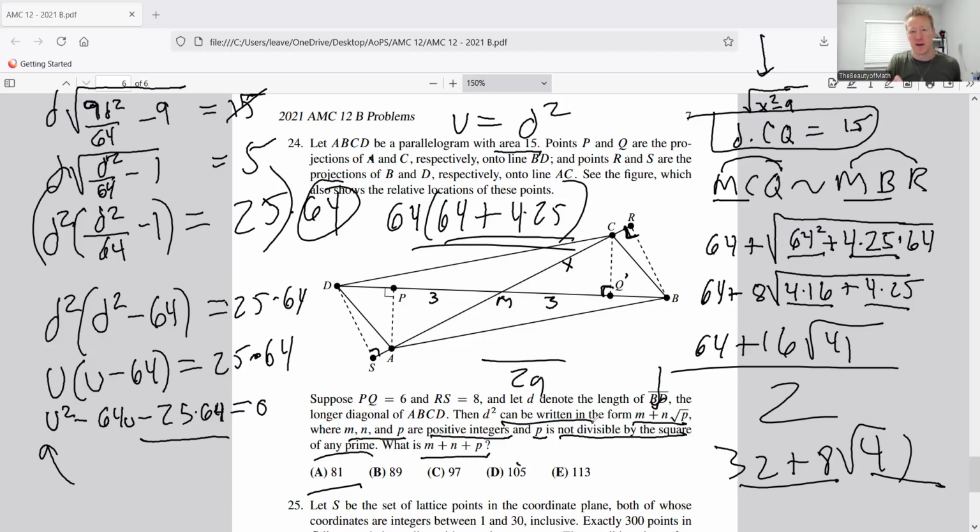Seasoned veterans don't have to read this part. You understand what it says. So try to get that down as well, that a lot of questions end with that, and there's really no point in reading it until the very end. So now it is, what is the sum of m plus n plus p? And so we've got all those here. It is 81, and that's the answer.